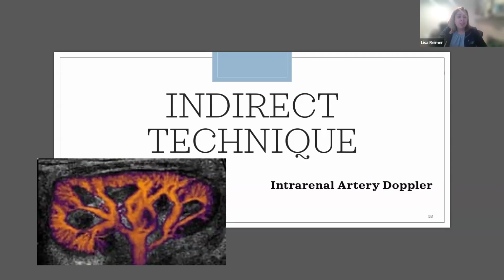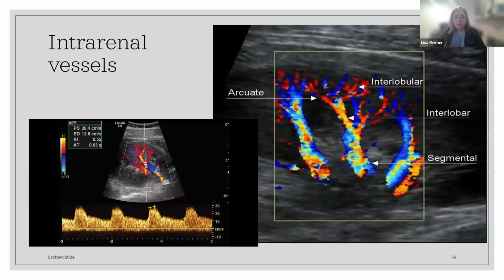So that was the direct technique, looking at the renal artery proper and the aorta and doing those comparatives. The indirect is where I told you things get a little inconsistent across all labs. We're looking at the intrarenal vessels, and we are again looking for low resistive flow.